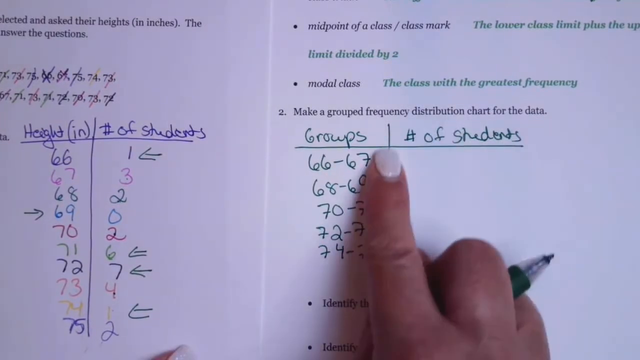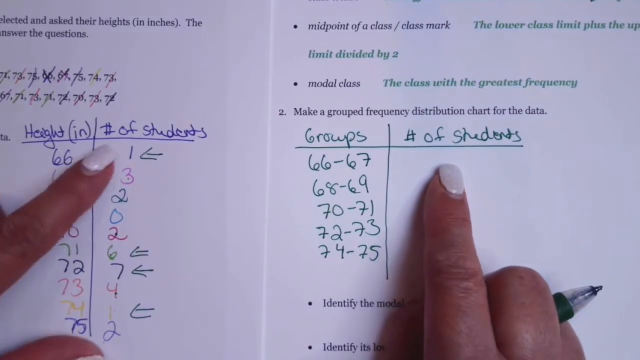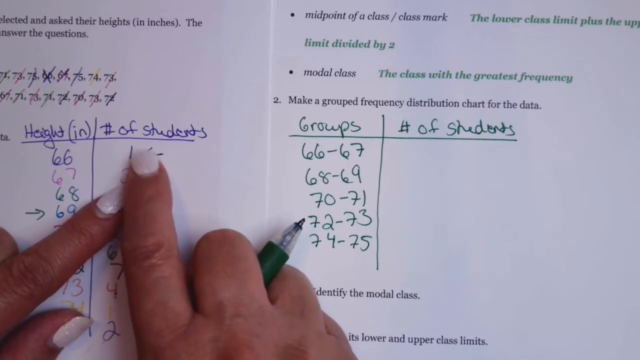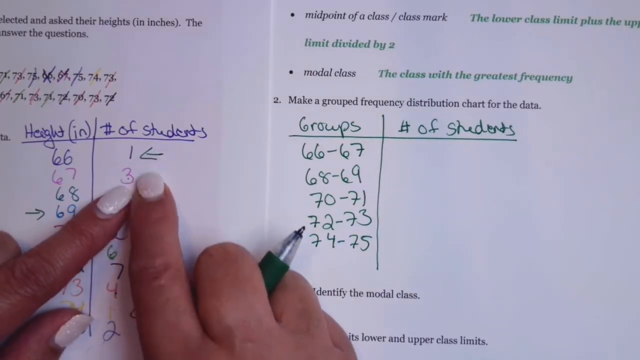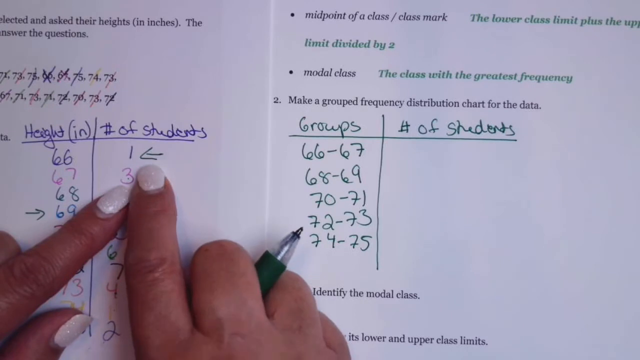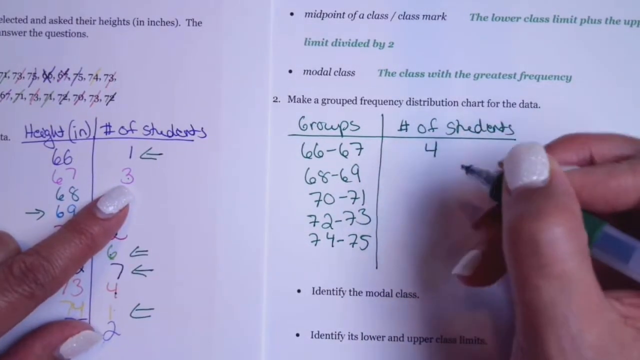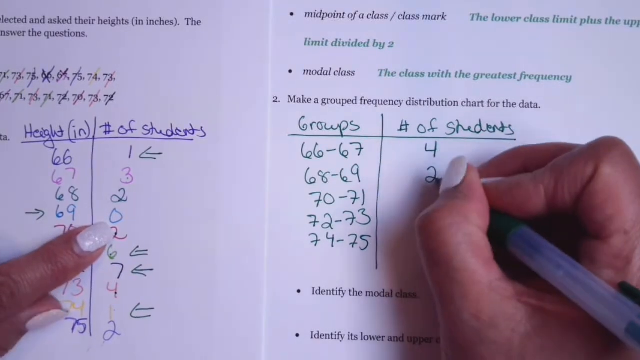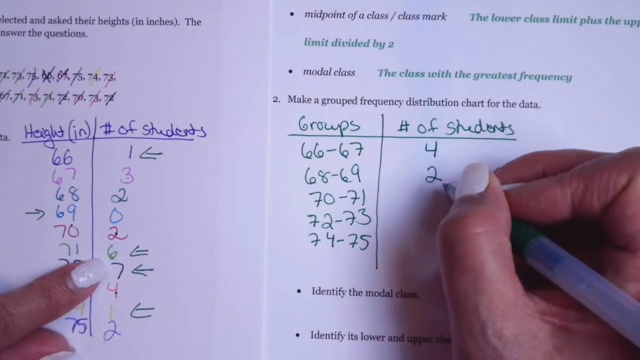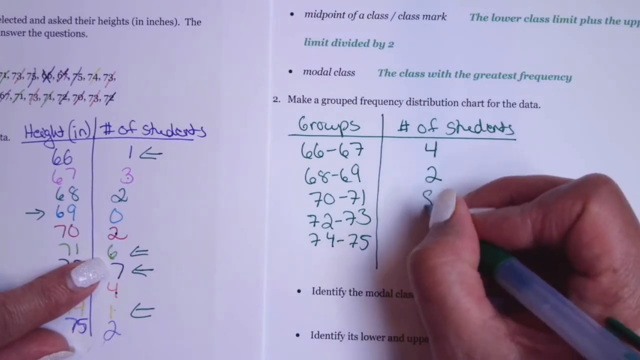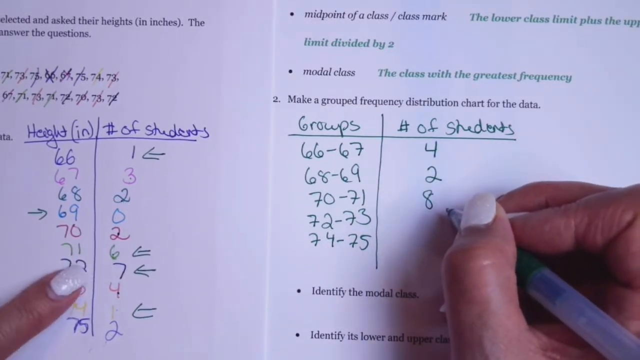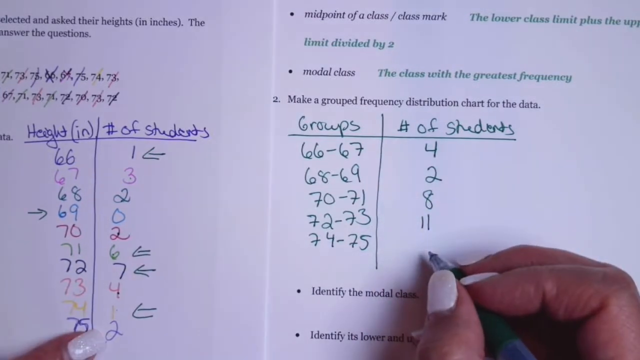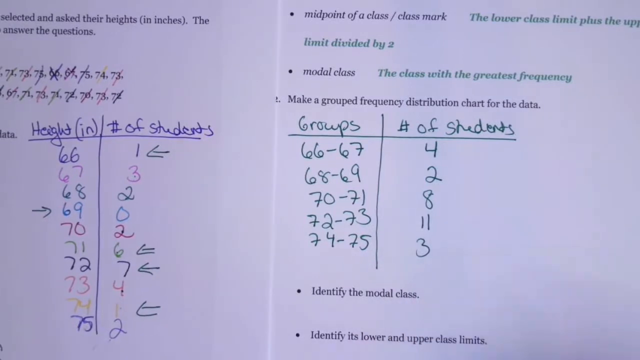Now we're going to look at how many students are in each group. At 66 inches we have 1 student, and at 67 inches we have 3 students, so this is going to be 4. For 68 and 69, 2 plus 0 is 2. 70 and 71, 2 plus 6 is 8. 72 and 73, 7 plus 4 is 11. And then 74 and 75, it's 3 students.